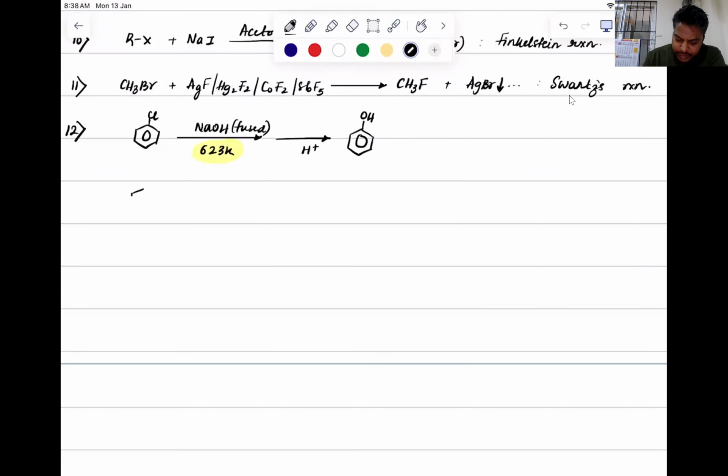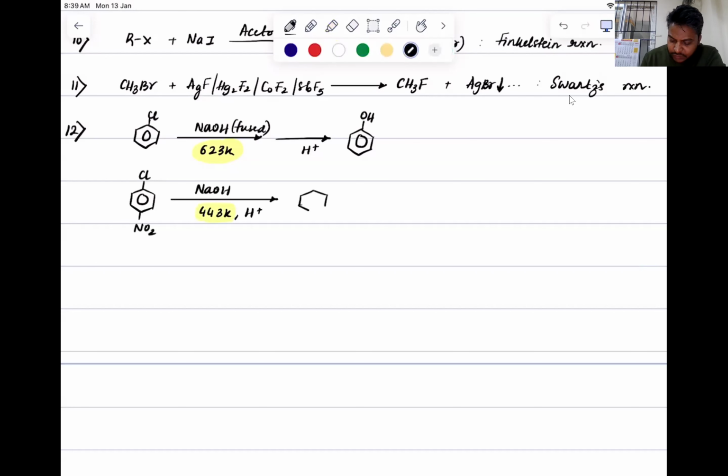So this is the reaction we need to understand. Next, in this same category, we will have more reactions. That is where you have chlorine with NO2, one NO2. So that will also be reacted with the fused form of NaOH, except now the temperature is 443 kelvins with H plus. Again, remember this temperature. One is 623, other one is 443.